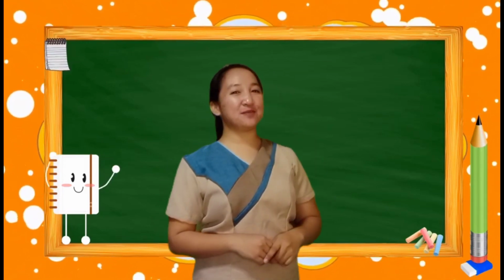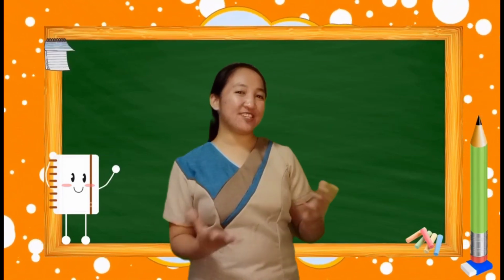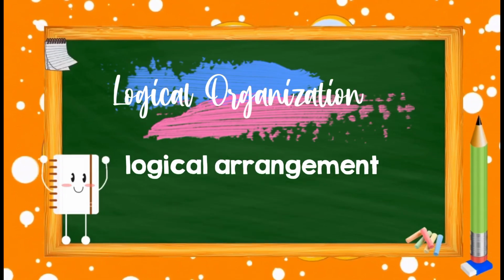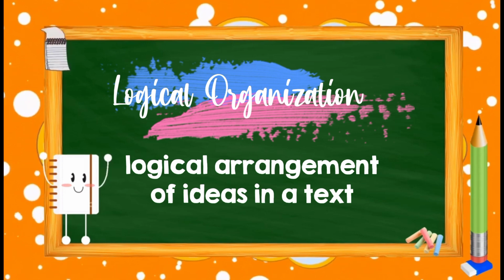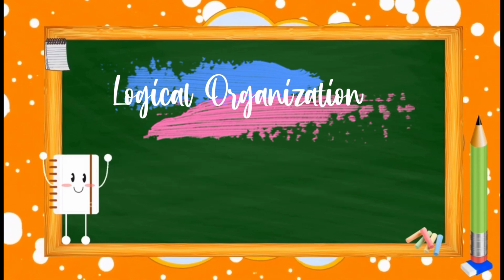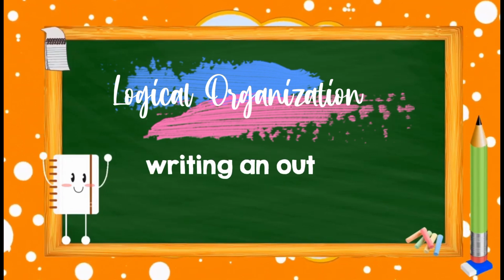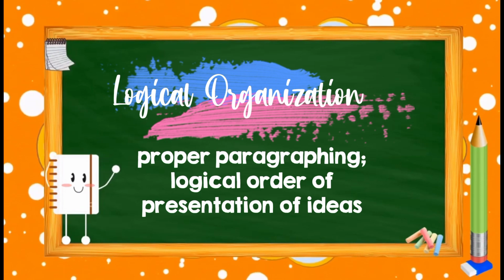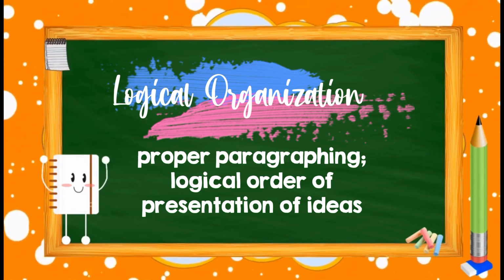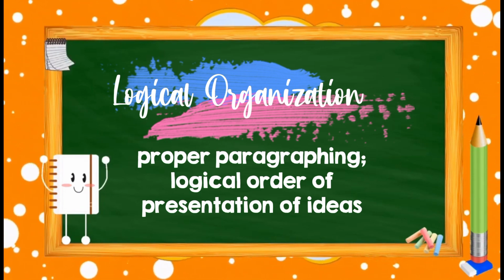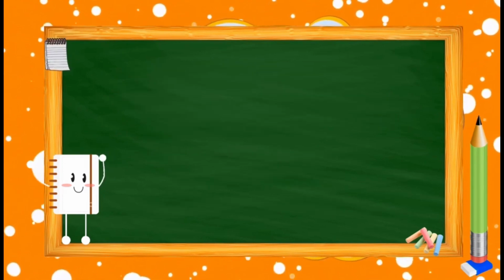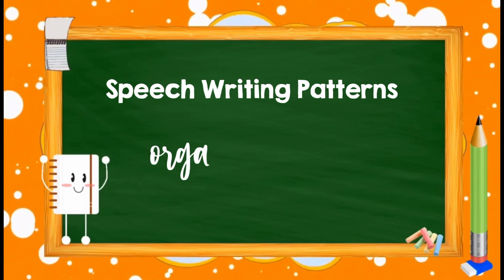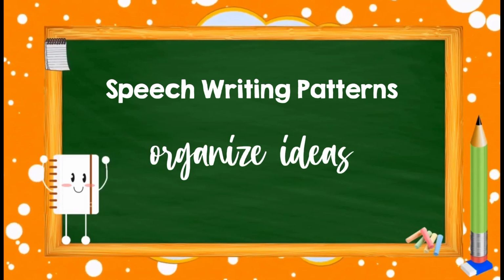The next principle is logical organization. This refers to the logical arrangement of ideas in a text. Organization can be easily followed through the use of an outline. Strong organization constitutes proper paragraphing and logical order of presentation of ideas. Writing patterns in general are structures that will help you organize the ideas related to your topic.